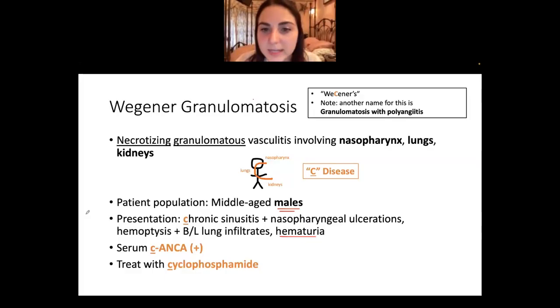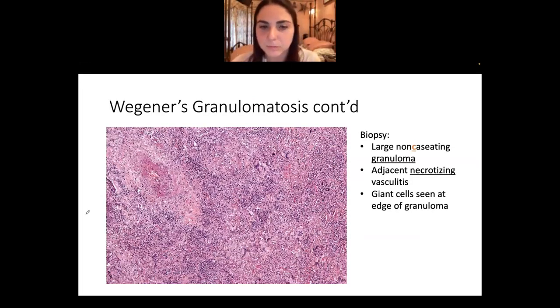But with this, continuing with the C disease, you have a positive C-ANCA, which is, again, just a lab test. There's C-ANCA and P-ANCA. This is positive C-ANCA. And you also treat with cyclophosphamide. You can also treat with steroids, but this is another one where you treat with cyclophosphamide.